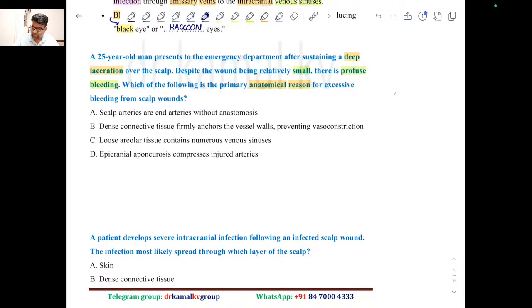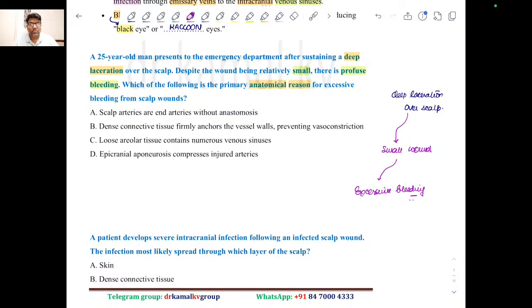So what is happening here? There is a deep laceration over the scalp, and this is resulting in a small wound but excessive bleeding. Now how is this happening? The wound is small but it is bleeding profusely. It means the wound is in a layer where the vasoconstriction is not happening properly, and therefore although the wound is very small, it is bleeding profusely.